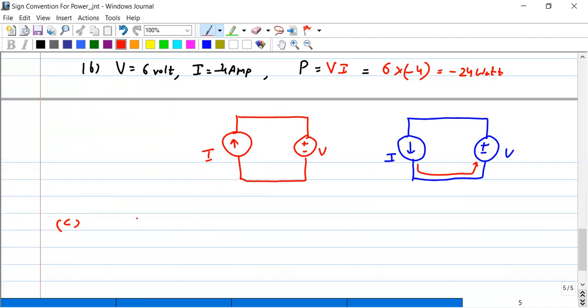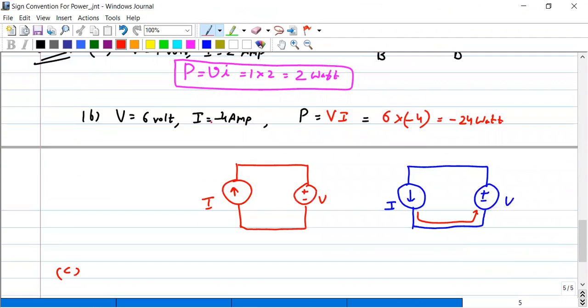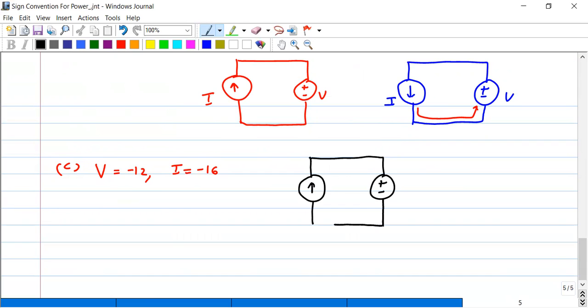Let us come to part C. Part C says that voltage is minus 12 and current is minus 16. So what should we do now? If I draw the original circuit, the original circuit was like this, okay? And this was the polarity of the voltage source, okay?